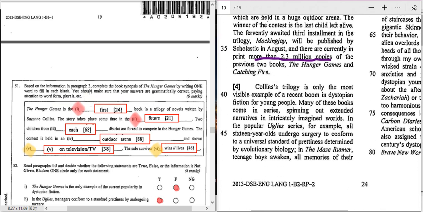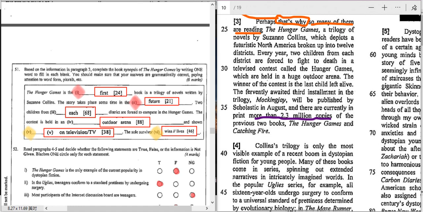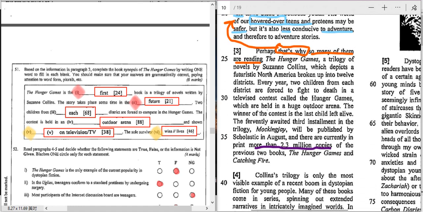Based on the information in paragraph 3, complete the book synopsis of the Hunger Games by writing only one word in each blank. Make sure that the answers are grammatically correct. Pay attention to word form, plurals, tenses, gerund, infinitive, etc. So now let's stay there at paragraph 3.